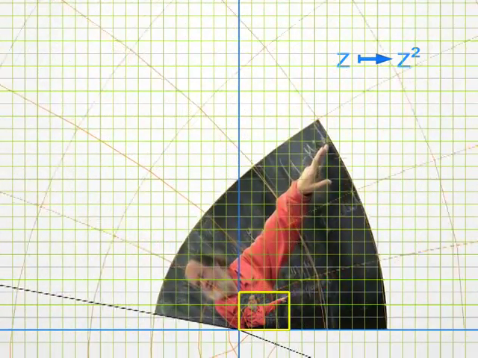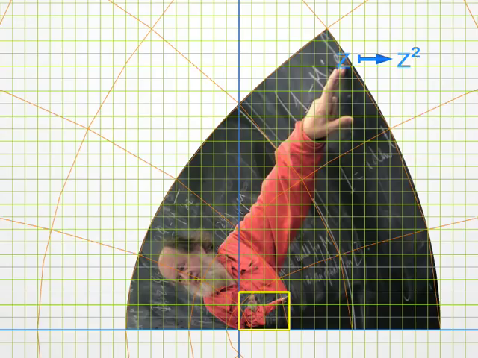Notice that the argument of z squared is twice the argument of z, so that the right angle on the lower left of the photo is doubled under the transformation. It's turned into a 180 degree angle.